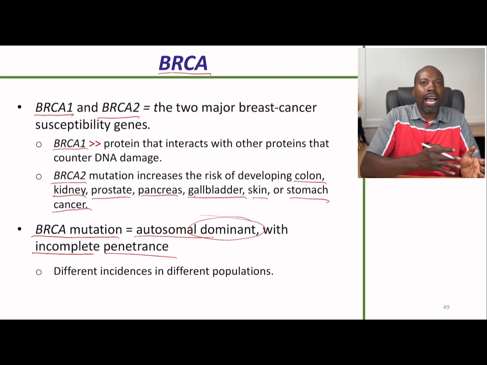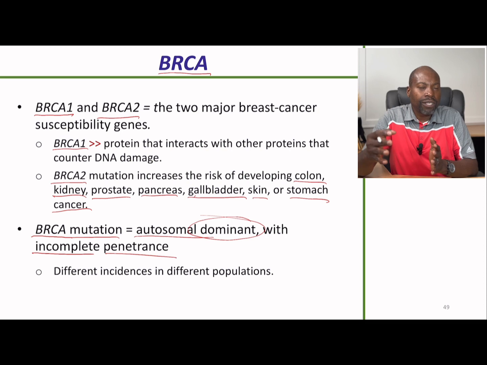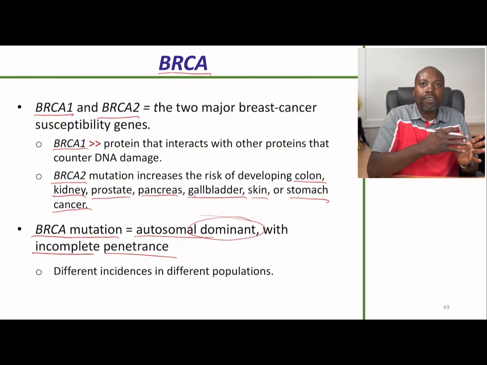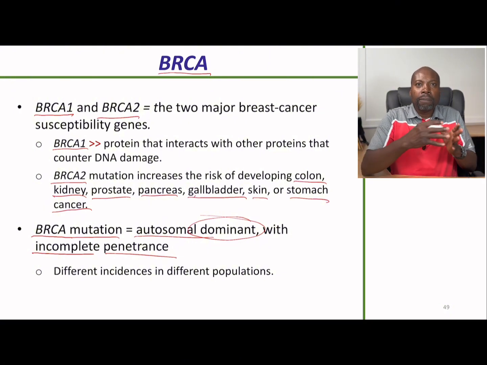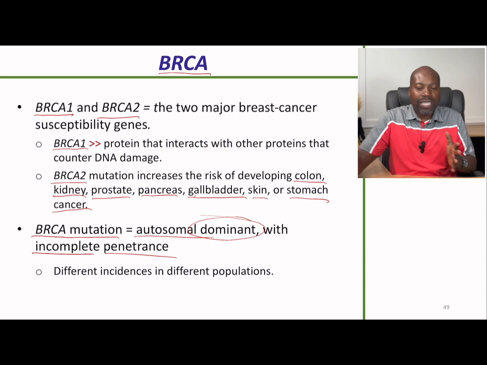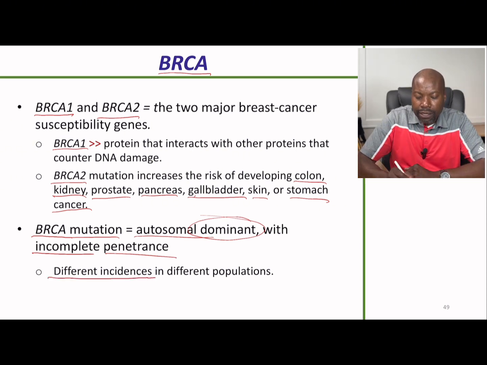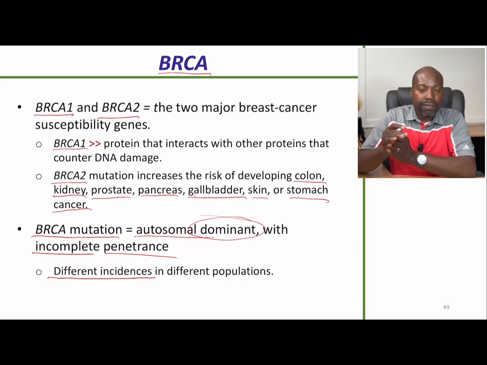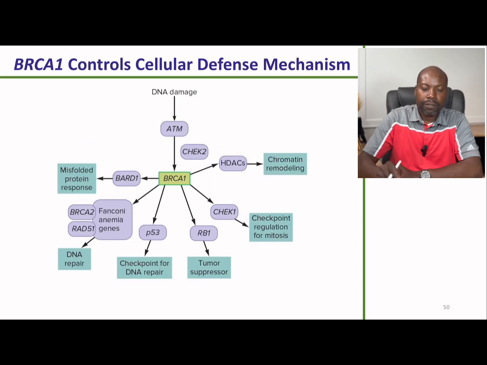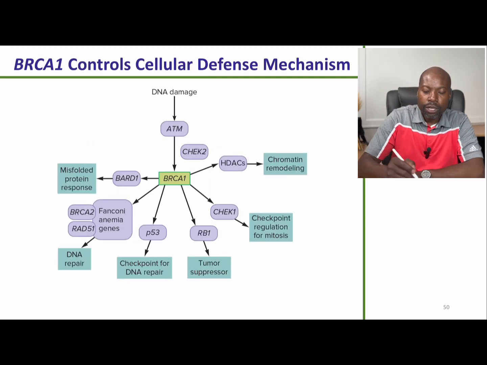Some are going to have a severe disease, others are not going to have a severe disease, they're going to have a mild disease or not express at all, right? So we have a spectrum in a population that varies, right? So there is a difference in incidence in different populations. That's what you need to understand.